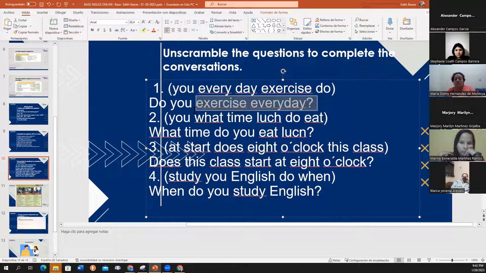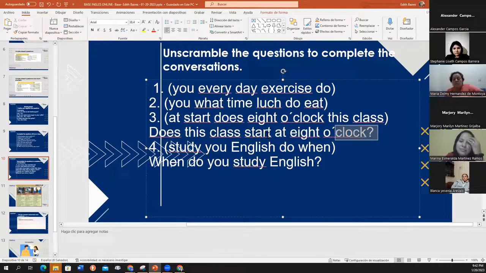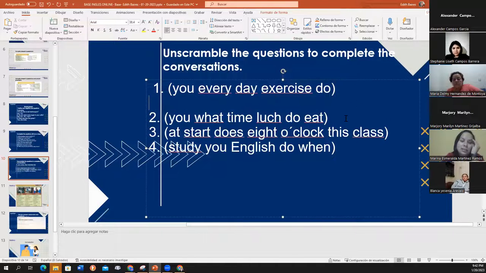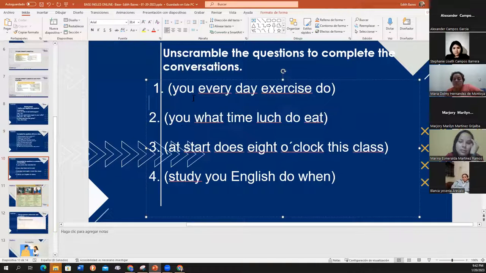Okay, now I have scrambled sentences here. Tell me how to organize that sentence. Tengo oraciones aquí desordenadas, okay? ¿Cómo las voy a organizar? You exercise every day.